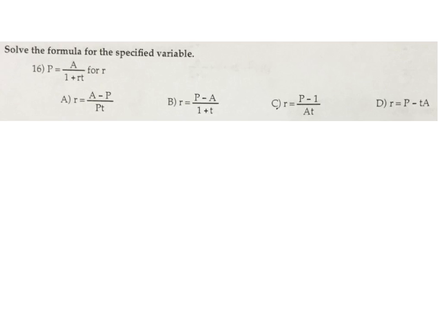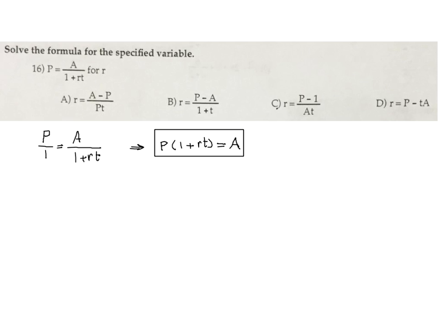Here we want to solve P equals A over 1 plus RT. We're going to solve this for R. So let's go ahead and write down what we have here. I can write this as P over 1, make this like a proportion. Or you could multiply each term by the LCD as well. Or you can just cross multiply. Since this is a proportion, I can cross multiply this. This would be the same as P times 1 plus RT. And if this were not a proportion, you could multiply each term by the LCD to eliminate that fraction. So this is what we have so far. This one here is equivalent to this right here.